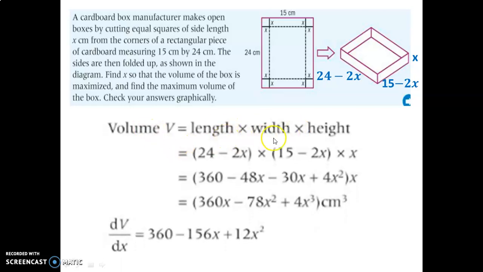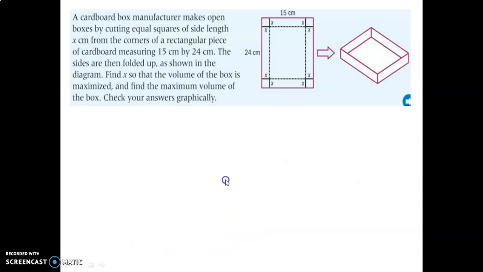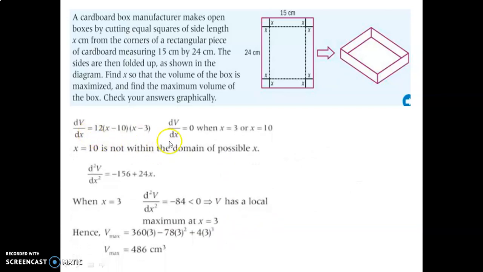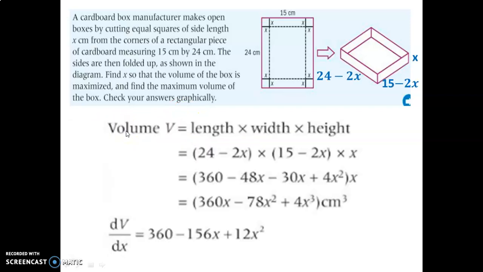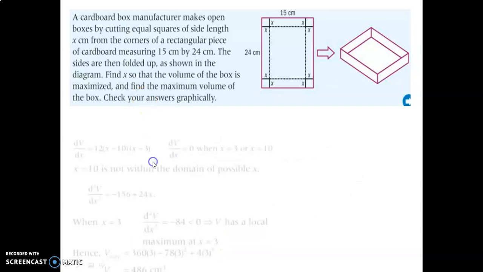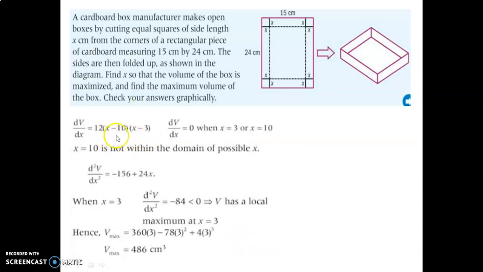Okay, volume is given by this times this times this, so there's the volume. We get this volume equation. We take the derivative of that volume to get this. And then we're going to maximize the volume. So we're going to find the max or min point, set that derivative equal to 0. That work is here. And by the way, that equation here is a quadratic which can be factored, and it can be factored into what we see here. Set that equal to 0, and you get 2 answers, 10 and 3.